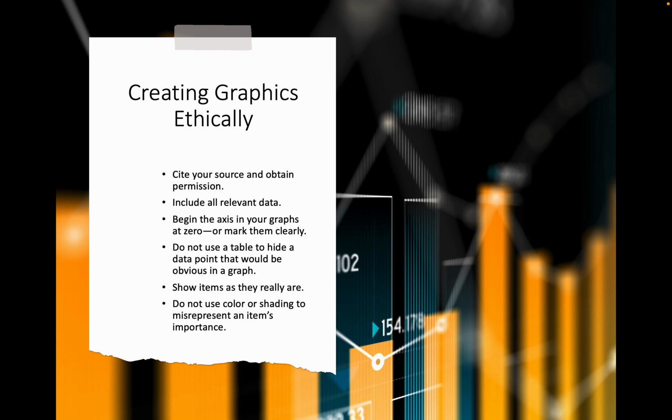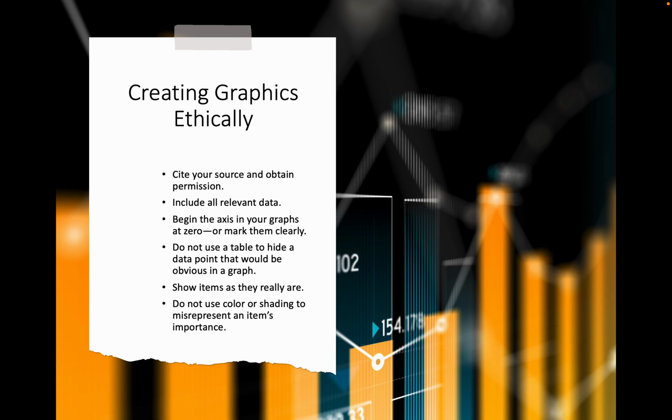So there are some things that you want to make sure that you're doing when you're creating graphics to follow all of the ethical and legal rules. First of all, if you're using somebody else's information, you need to explain that to your reader, and you need to obtain permission from the creator of the graphic. You need to include all relevant data. A lot of times, if somebody is being less than ethical, they only include the data that supports what they're trying to say. This should not be you. Include all relevant data.